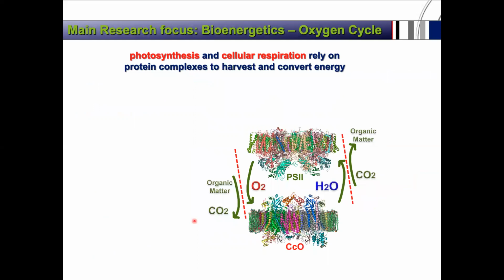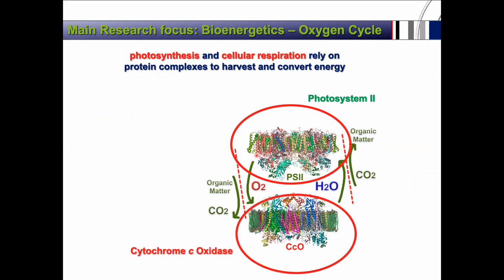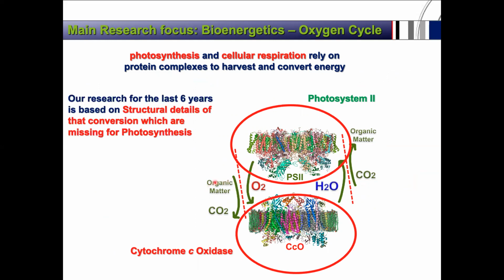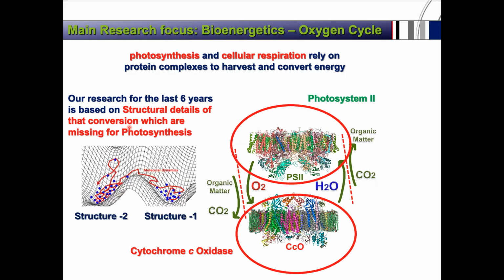As I told you, photosynthesis and cellular respiration are the main focus in my lab, and these rely on protein complexes to harvest and convert energy. Photosynthesis relies on photosystem 2, which oxidizes water to oxygen, and cytochrome c oxidase, which reduces oxygen back to water. These are also coupled to anabolic and catabolic pathways to harvest energy. Our research for the last 6 years is based on structural details of that conversion, which are missing for photosynthesis, and how we can get from a conformation 1 to a conformation 2 for certain proteins of photosystem 2 that are related to this energy conversion.